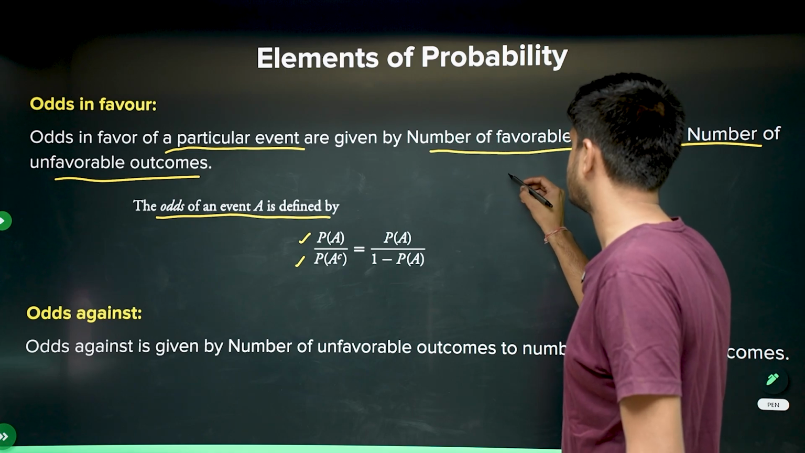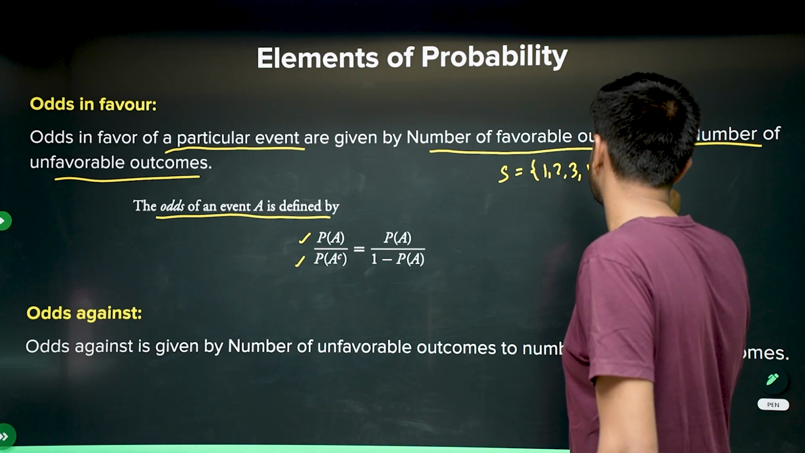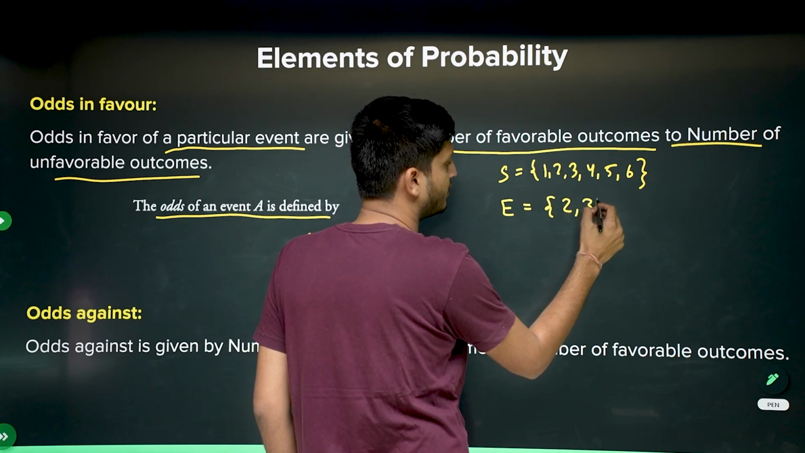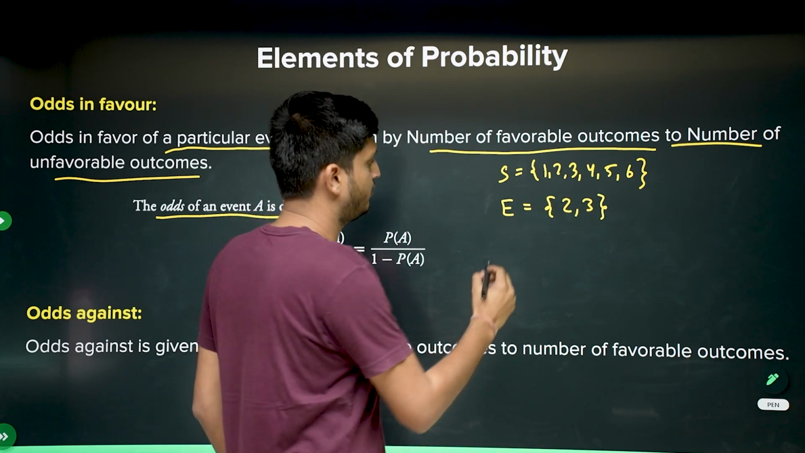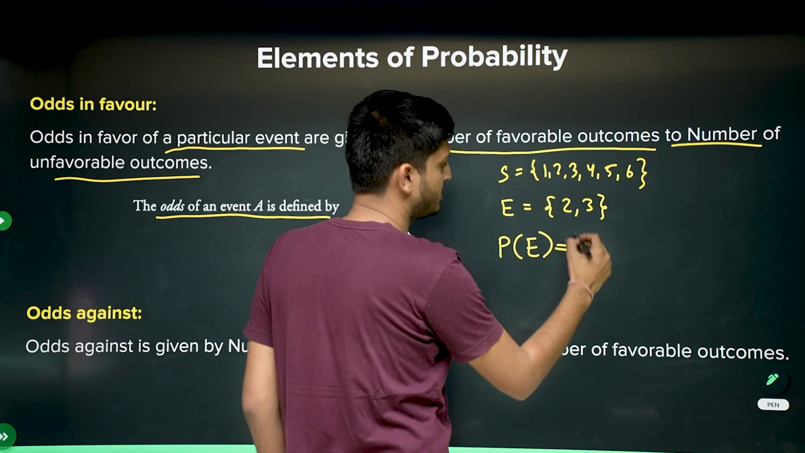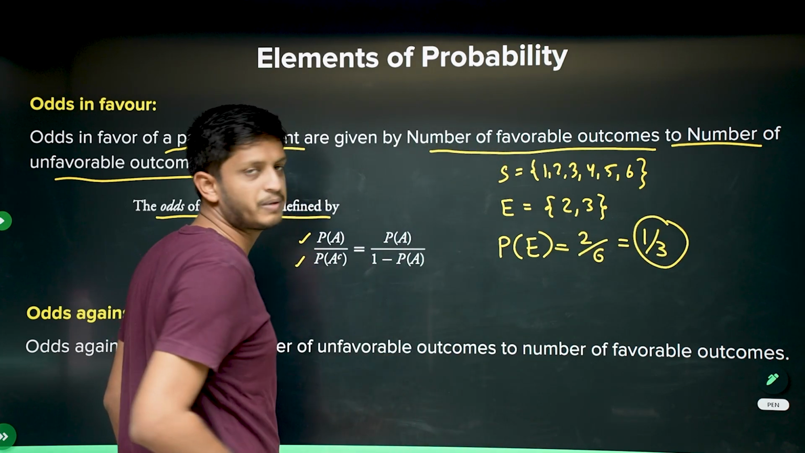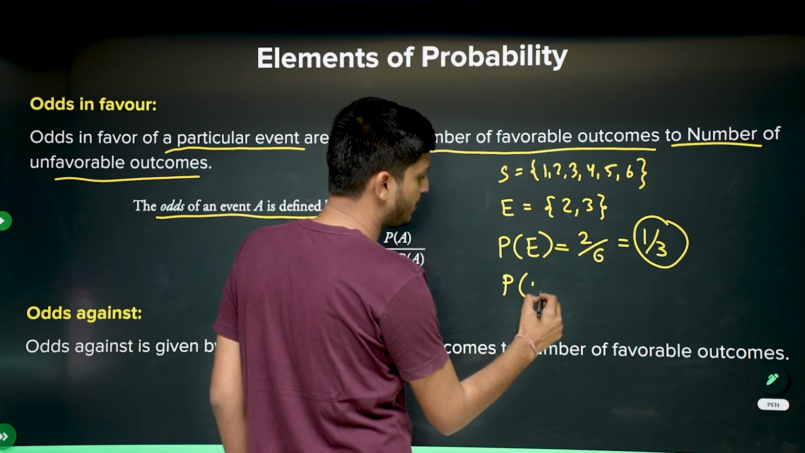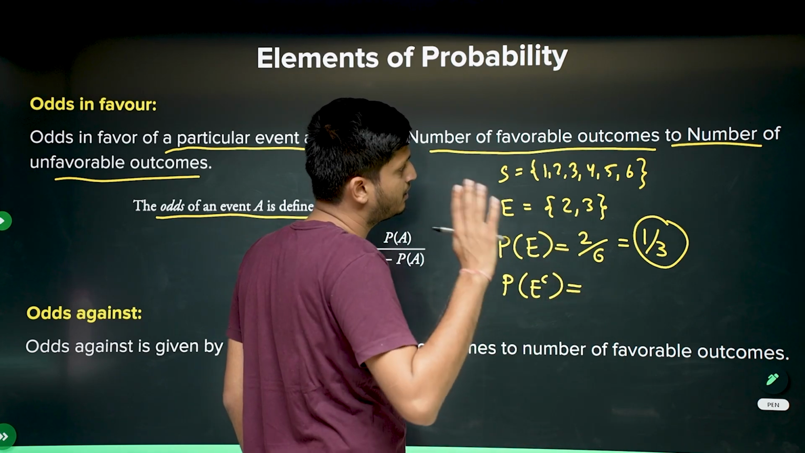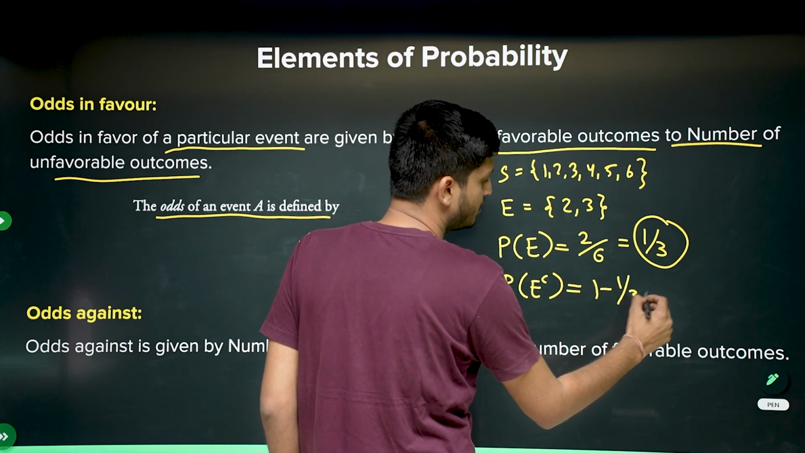So again, let's take an easy example. Let's say our sample space is 1, 2, 3, 4, 5, 6, rolling a dice. And my event E is getting a 2 or a 3. We know that probability of happening of event E is what? Cardinality of E upon cardinality of S, which means there are 2 elements here upon 6 elements here, which is 1 by 3. The probability of event E is 1 by 3. Similarly, probability of E complement will be what? Probability of not happening of E, which means 2 and 3 don't come, which means 1, 4, 5 or 6 come, which means 4 by 6. Or you can directly use formula, it will be 1 minus 1 by 3, which is 2 by 3.